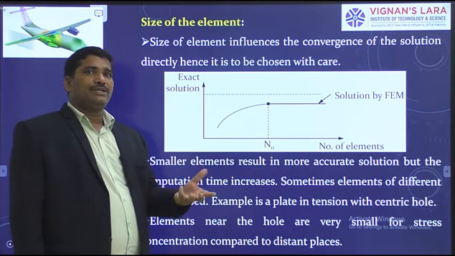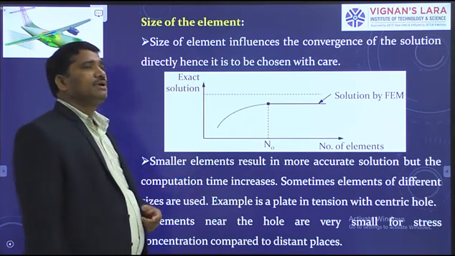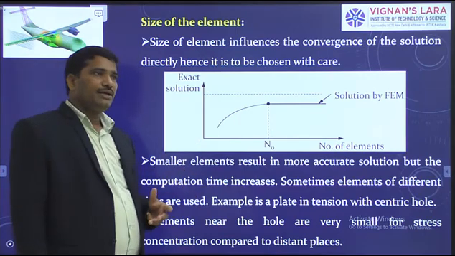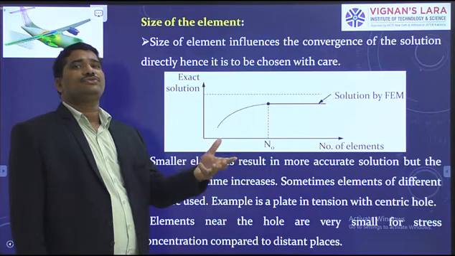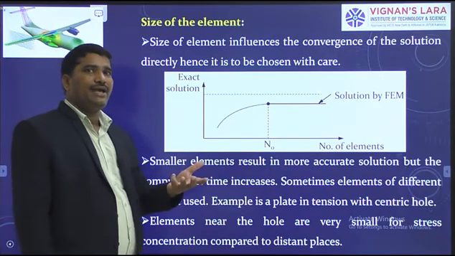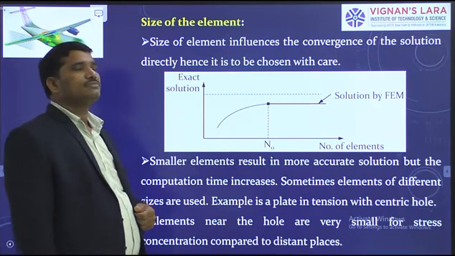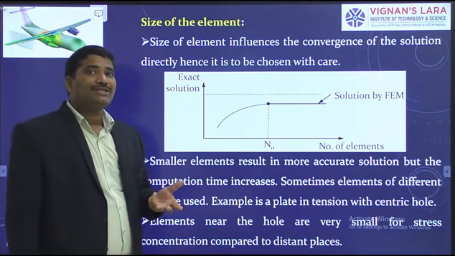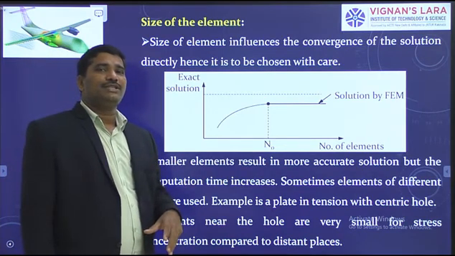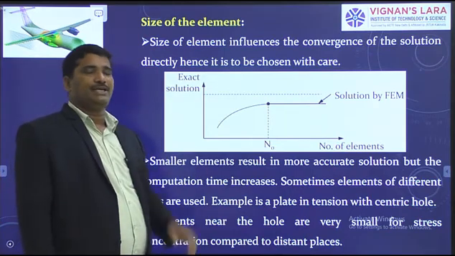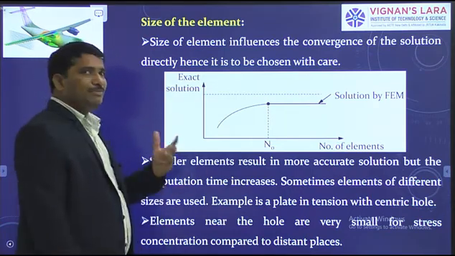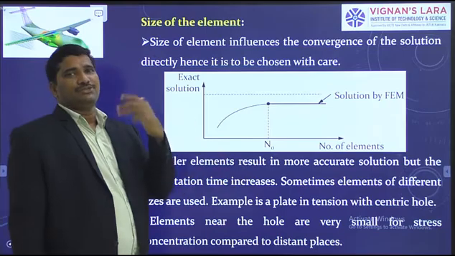Any problem you can take and solve it by exact method of solution. Then you get exact solution. If the exact solution is not possible, then you have to go for approximate solution. That is what we learned at the very beginning. Finite element method gives approximate solution.